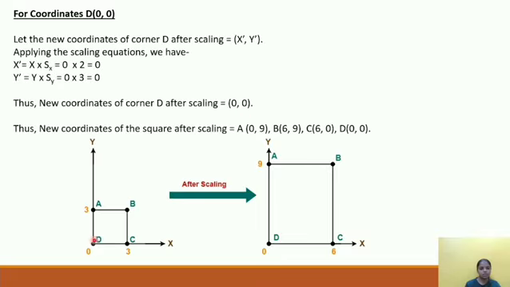As you can see, this is our original image with the A, B, C, D corner coordinates. When we apply scaling on it, we get an enlarged image. As you can see here, A', the new coordinates of A, are (0, 9), new coordinates of B are (6, 9), new coordinates of C are (6, 0), and the new coordinates of D are (0, 0).